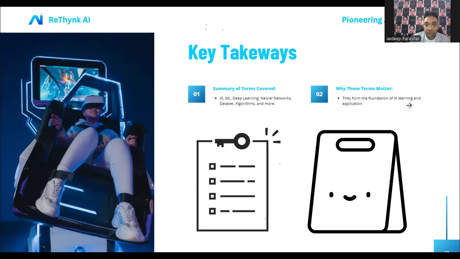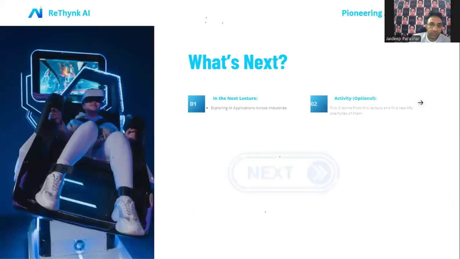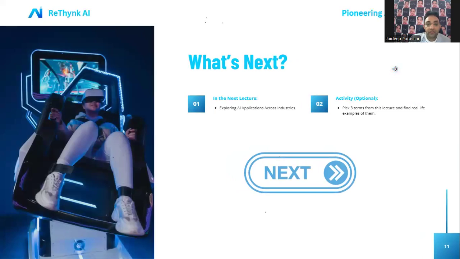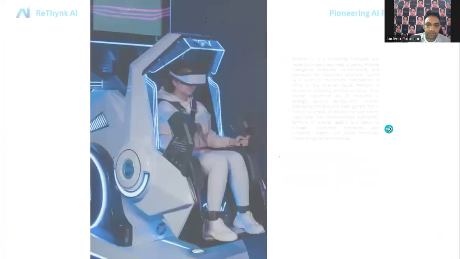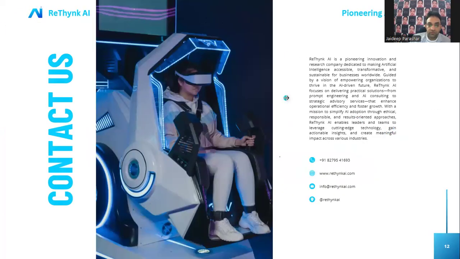Why do these terms matter? Because these terms are the foundation of AI. So learn all these terms by heart. If you are unable to understand anything, you can reach out to me anytime. What next? In the next lecture, we will come up with more AI terms, and then we will talk about their applications across industries. And if you are really enthusiastic about it, then find some real examples where you can use this lecture.